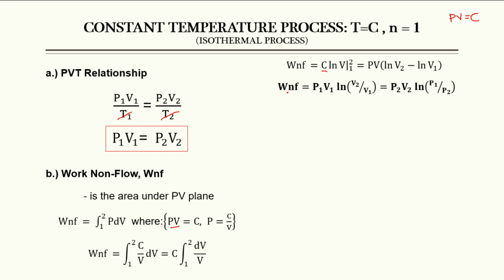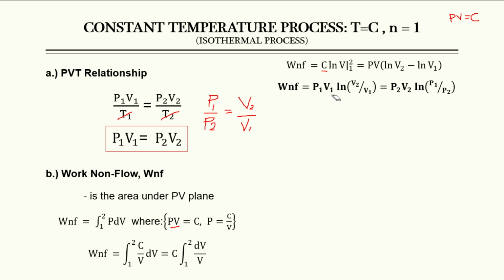Work non-flow is equal to P1V1 ln V2 over V1, pwede rin siyang P2V2 ln P1 over P2. Saan nakuha yung ln V2 over V1? Dito sa law of natural logarithm. Okay? Then, dito rin sa PVT relationship. Kasi pag kinross multiply mo yan, magiging P1 over P2 is equal to V2 over V1. Okay? Kaya itong working equation natin na P1V1 ln V2 over V1, pwede natin siyang palitan ng P1 over P2. So, P2V2 ln P1 over P2. Bali, apat yan. Pwedeng P1V1 ln P1 over P2. Pwedeng P2V2 ln V2 over V1. So, apat yung formula na madiderive natin sa work non-flow.